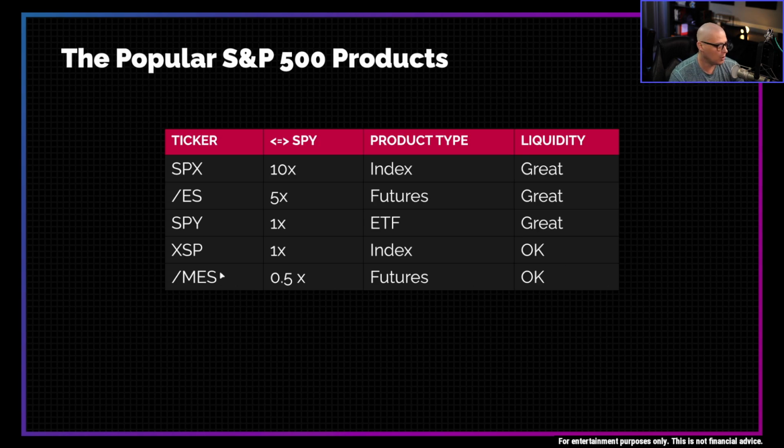And then finally on this chart, we have the MES futures. That's the micro ES futures, and it is half the size of SPY. So you can see 0.5 times the size of SPY. It is a futures product, of course. So if you get assigned, it settles to one futures contract. And just like XSP, the liquidity for MES is just okay. I would say MES liquidity is actually better than XSP, quite a bit better in my opinion, but it is nowhere near the liquidity that SPY, ES, and SPX have.